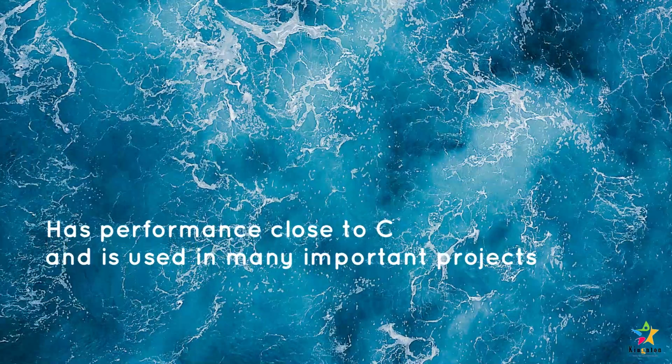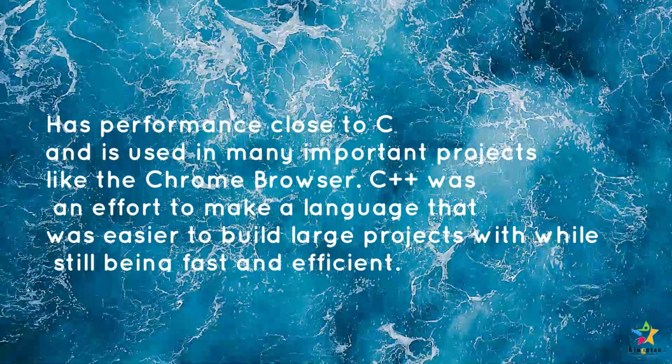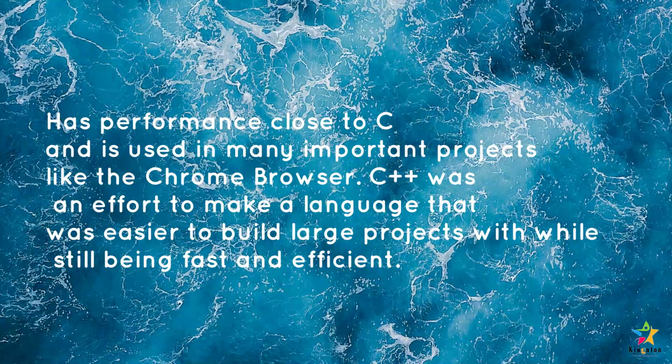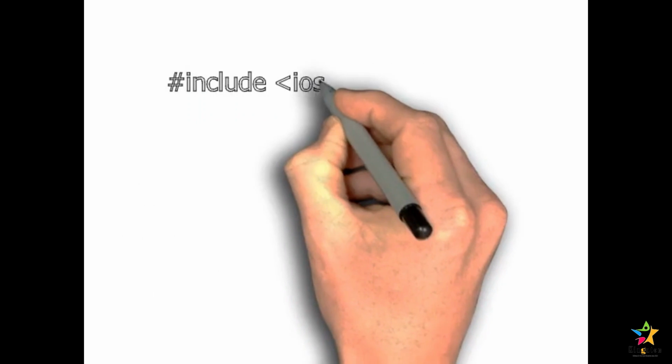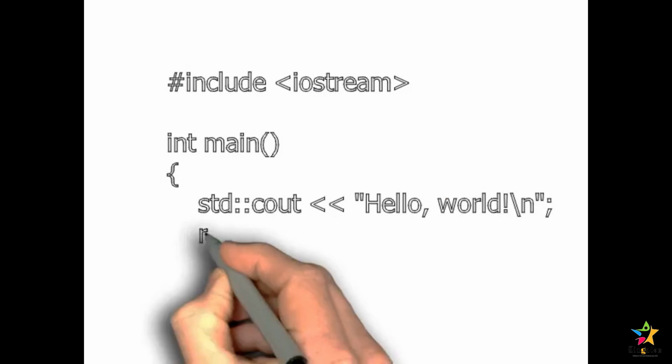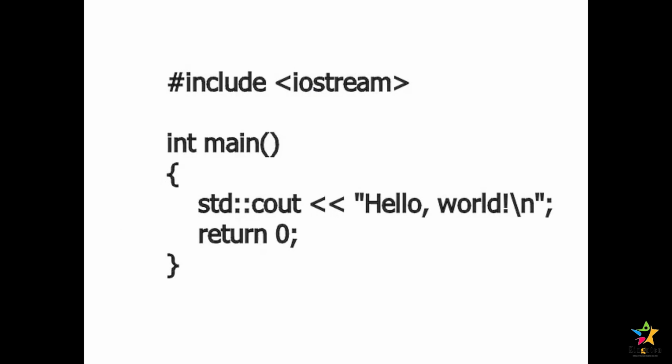C++ has performance close to C and is used in many important projects like the Chrome browser. C++ was an effort to make a language that was easier to build large projects with while still being fast and efficient. Hash include iostream. Int main. std::cout hello, world \n. Return 0.